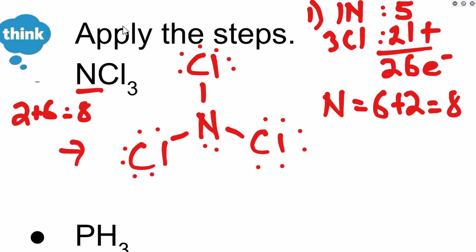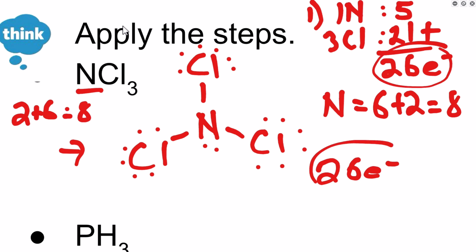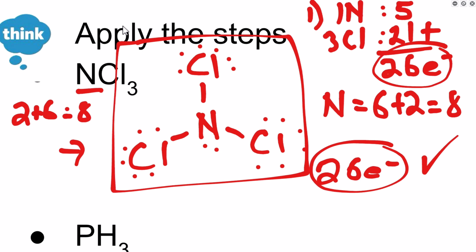Now I need to add up the total number of electrons and see if it's 26. I'm going to start with the bottom left chlorine. 2, 4, 6, 8, 10, 12, 14, 16, 18, 20, 22, 24, 26. So there are 26 electrons in my structure. That matches the 26 electrons I had originally. I'm done. That's exactly how you go through and draw that Lewis dot structure. So that is the correct structure for NCl3.